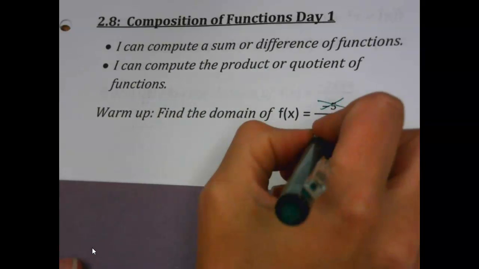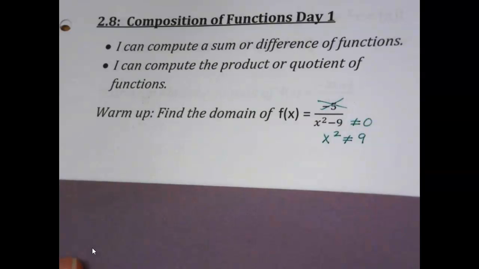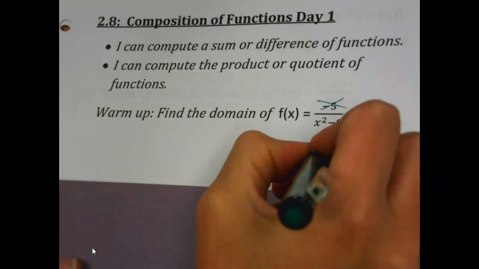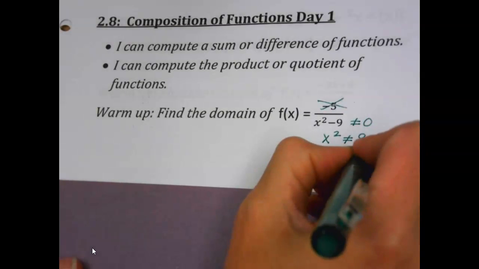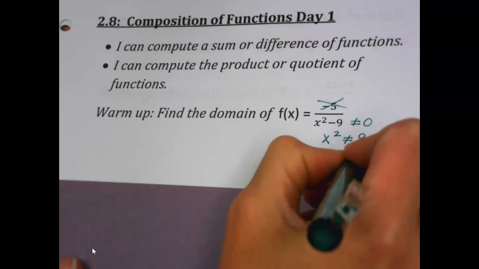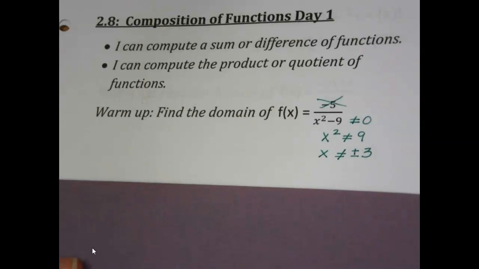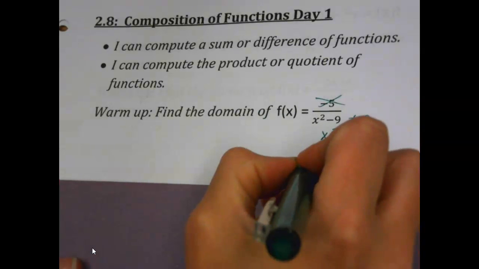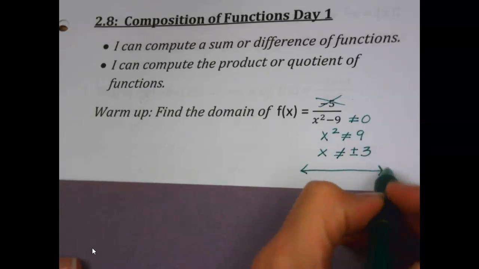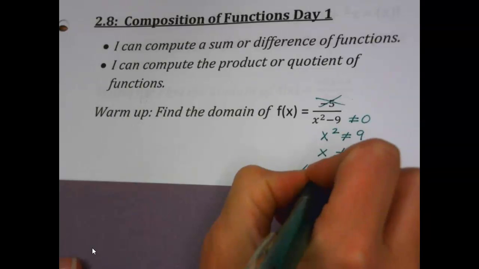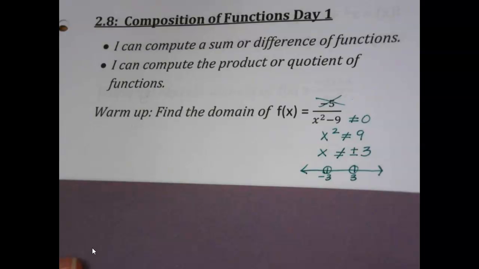And I'm going to solve this. So x squared cannot equal 9 if I added 9 to both sides. If I take the square root, x could not equal, most of you know the square root of 9 is 3. What some people forget, that it's also a negative 3. So x cannot equal positive or negative 3. So visually, what this is saying is on your number line, x can be any number, but it cannot be negative 3, and it cannot be positive 3.